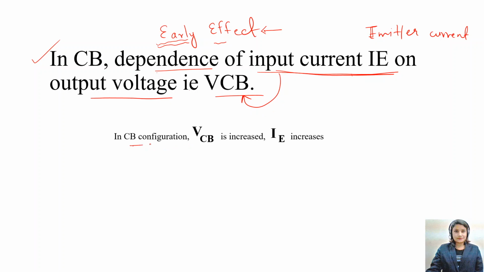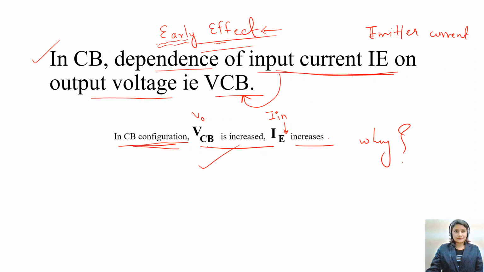So that means in CB configuration, when your VCB, the output voltage, is increased, your input current, that is the emitter current, is also going to be increased, right? And why this happens, we have to find out. So it is the Early effect. Because of the Early effect, you can see this phenomenon: if output voltage is increased, your input current also starts to increase.